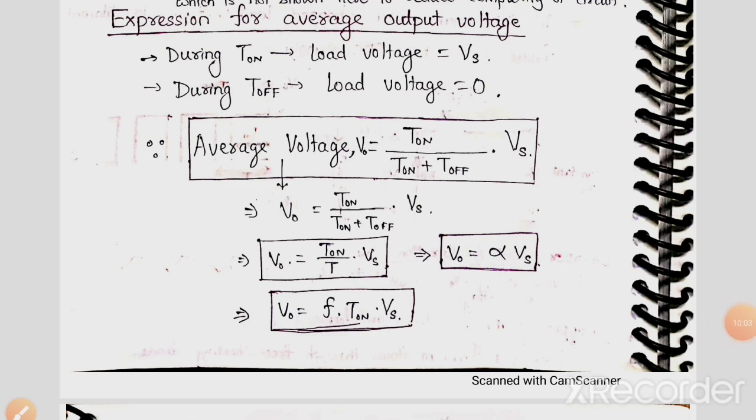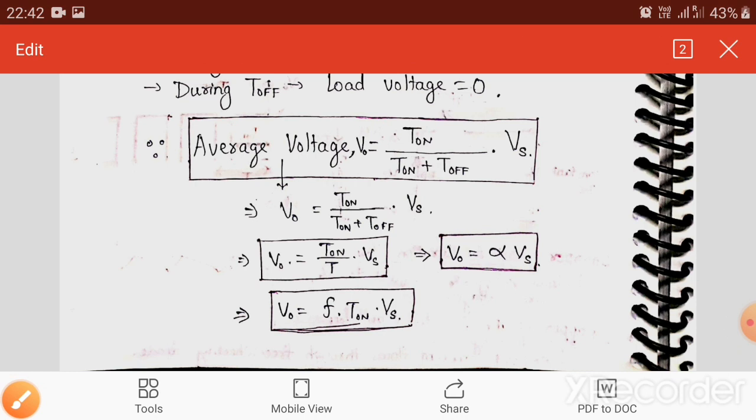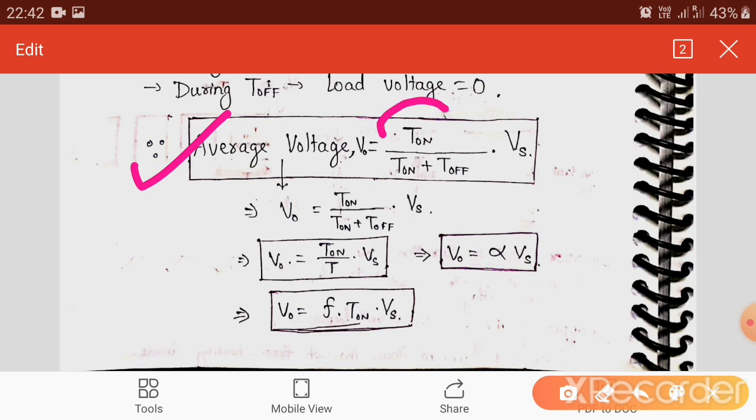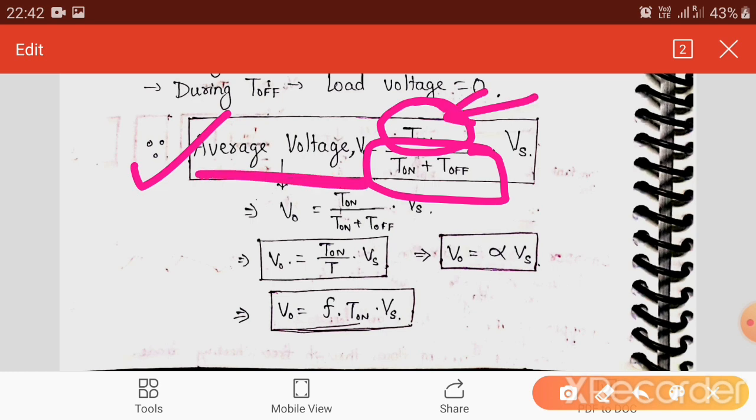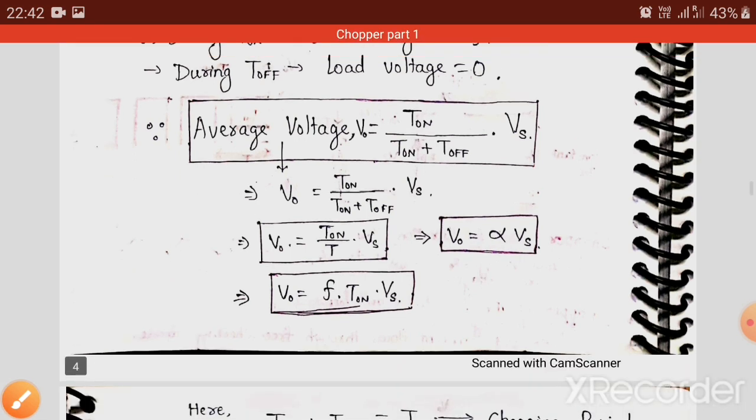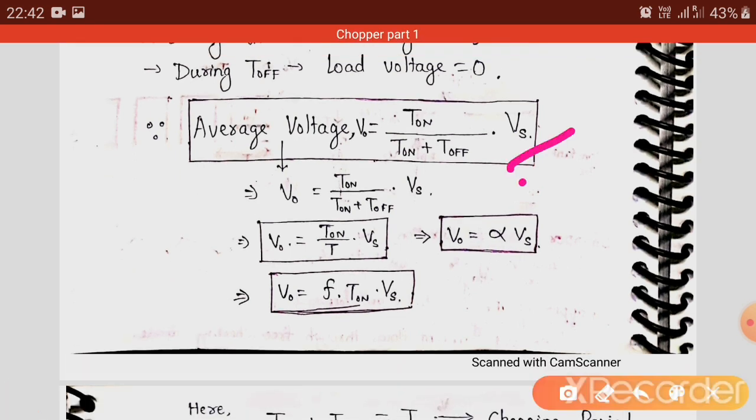So average voltage will be given by T on upon T on plus T off into Vs. V naught, or average load voltage, is equal to T on upon T on plus T off into Vs, because the switch is turned on for a duration of T on out of the total duration of T on plus T off. So the load voltage will be there for a duration of T on only, and hence this is the formula for the average load voltage.